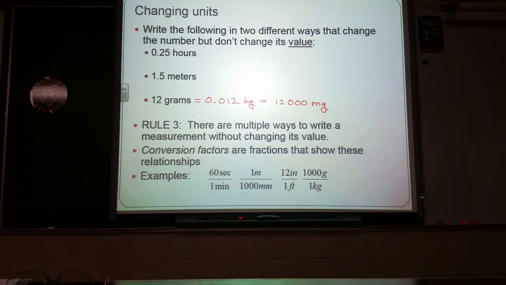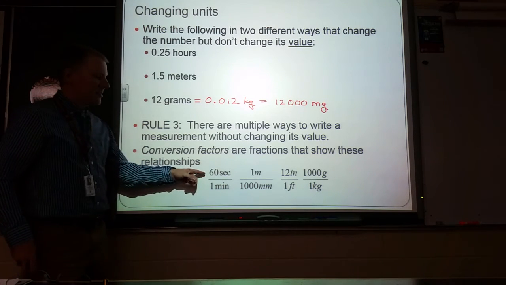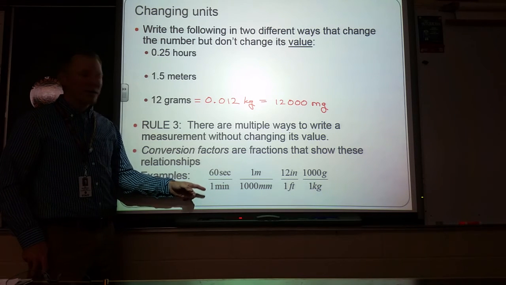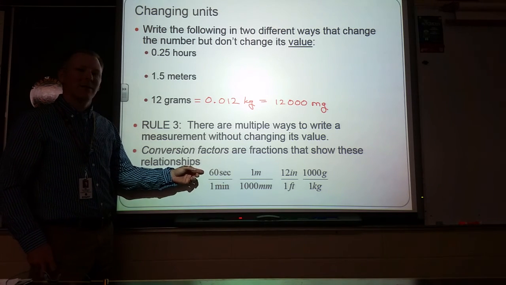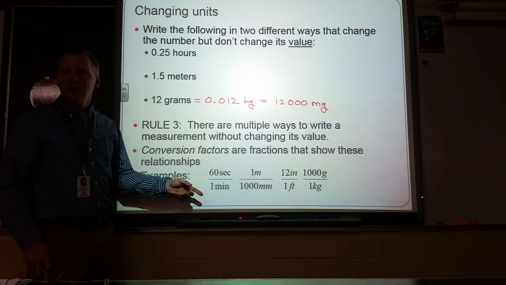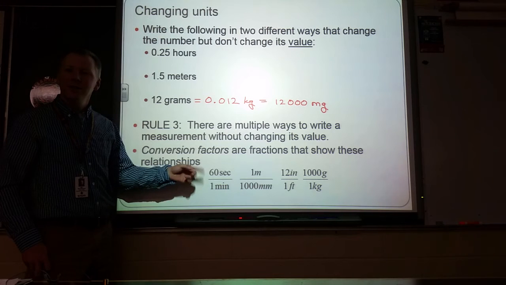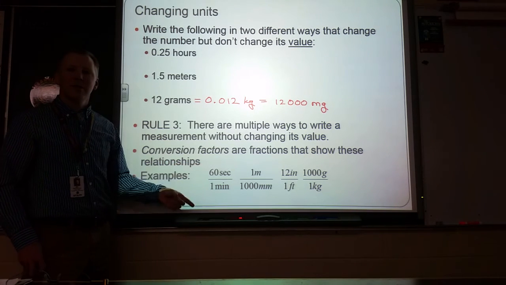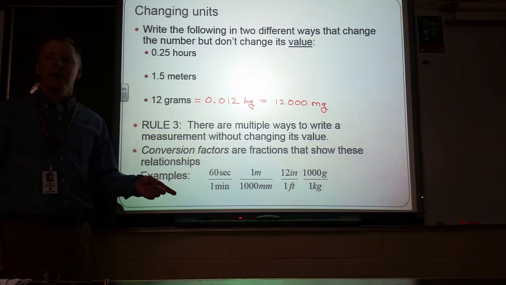Each of these fractions has the same value on the top as it does on the bottom. What does that make it equal to if it's got the same value on the top and bottom? 1. Each of these is equal to 1. We just wrote the values differently, but they're the same values top and bottom.